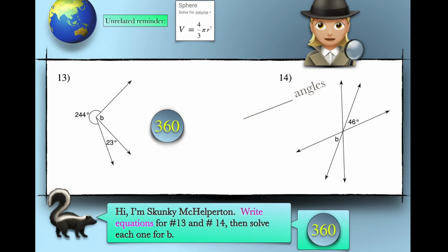For number 13 and 14, Skunky McHelperton wants you to write the equations for number 13 and 14. Number 13 is a little bit more complicated, but if you think about it, and with that extra hint that I have there, you should do just fine. And number 14 is a pretty simple one, I hope, but I'll help as needed.